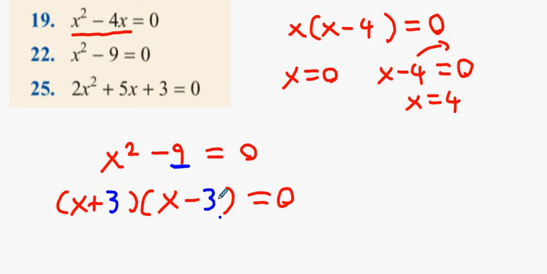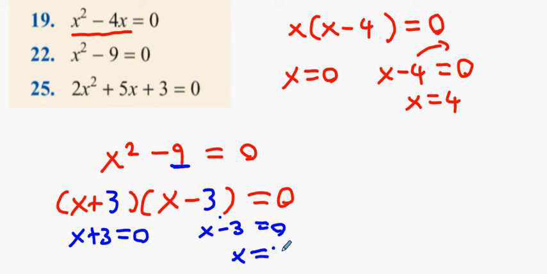Okay? So this is known as the difference of two squares. You would have done a lot of them in your time. So you're going to get x plus 3 equals 0. x minus 3 equals 0. x equals 3. And then x equals minus 3. Everybody okay with that? Okay.